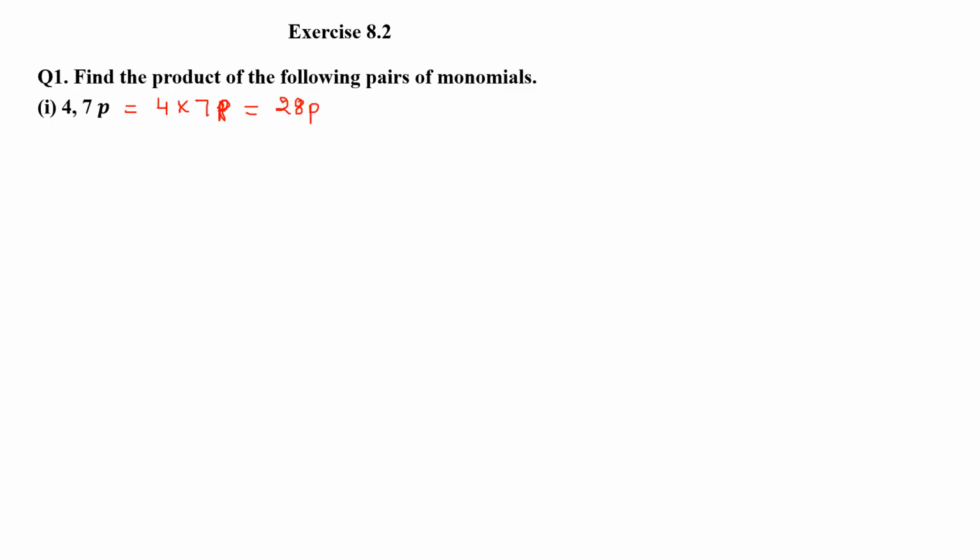and variable part is only p. So this is your product. Second one, minus 4p multiply with 7p. So minus 4p multiply with 7p. Now first multiply the numerical part. So it is minus 4 into 7 and the variable part is p from the first term, p from the second term. Now product of numerical coefficient is minus 28 and p into p is p square.